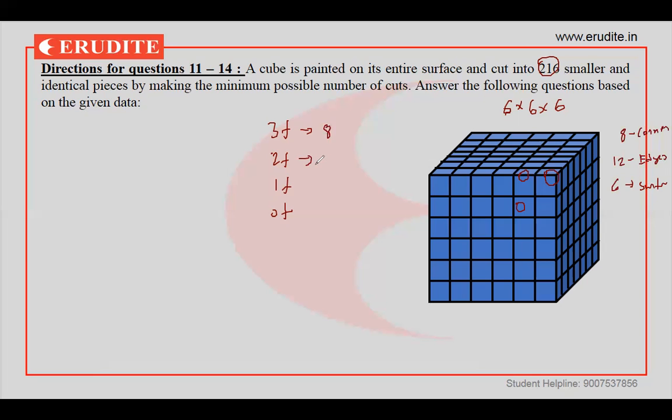2 face painted, they are going to be situated on the edges. You can see that. Now on every edge there are 6 cubes, but 2 are ruled out because they also belong to corners. So how many left? 6 minus 2, 4 left on every edge. How many edges are there? 12 edges are there. So total 48.